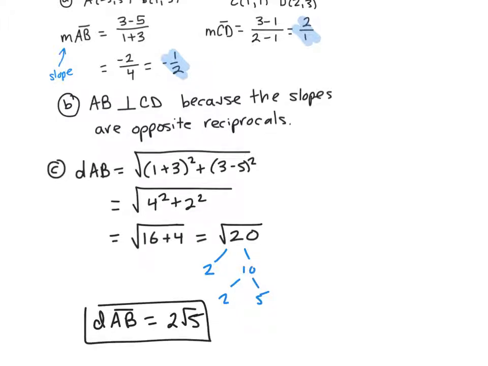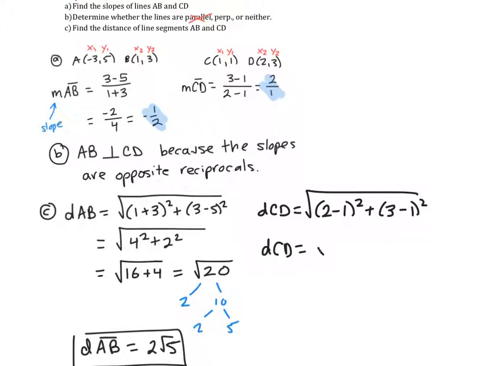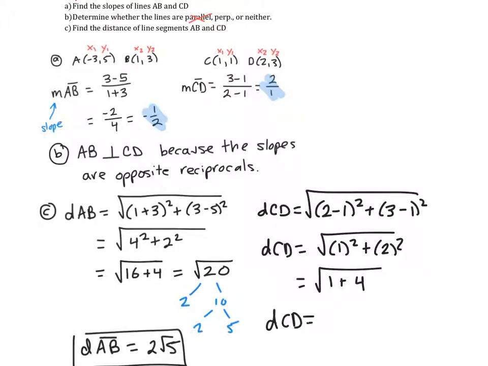Now let's do the same thing for line segment CD. Let's find the length of that line segment. So the distance between point C and D is the square root of x2 minus x1 squared plus y2 minus y1 squared. So let's simplify. We have 1 squared plus 2 squared. 1 squared is 1, 2 squared is 4. So the distance from point D to point C is square root of 5. There you have it.